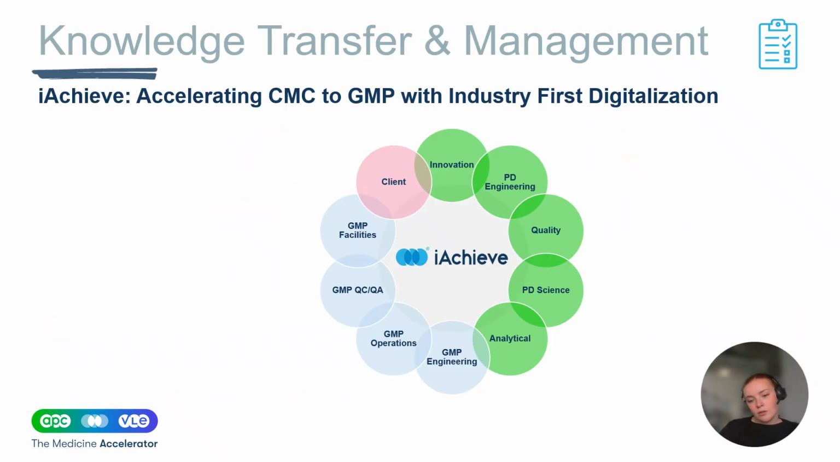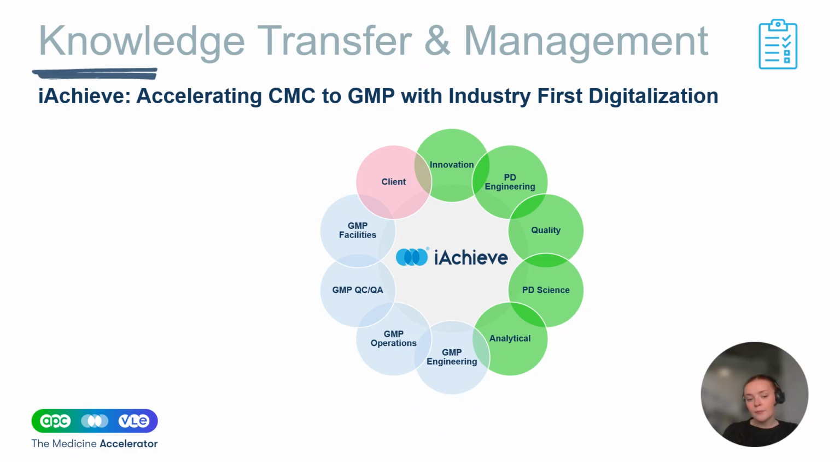Going on then from ICH Q9 and 10, what is really important to us at APC and VLE is our knowledge transfer and management. So we have what's called iAchieve. When we have these big projects and we have a client team, we have our VLE GMP professionals, and then we also have our APC team. We have a lot of stakeholders that are all working on the project together, sometimes in different time zones, in different countries, for example, and we could have different teams for a client that are in different time zones in different countries as well.